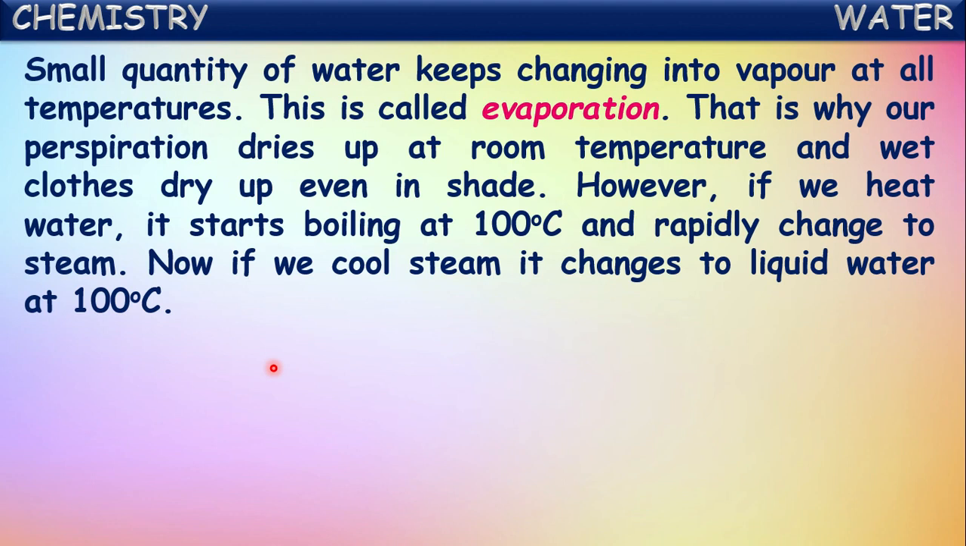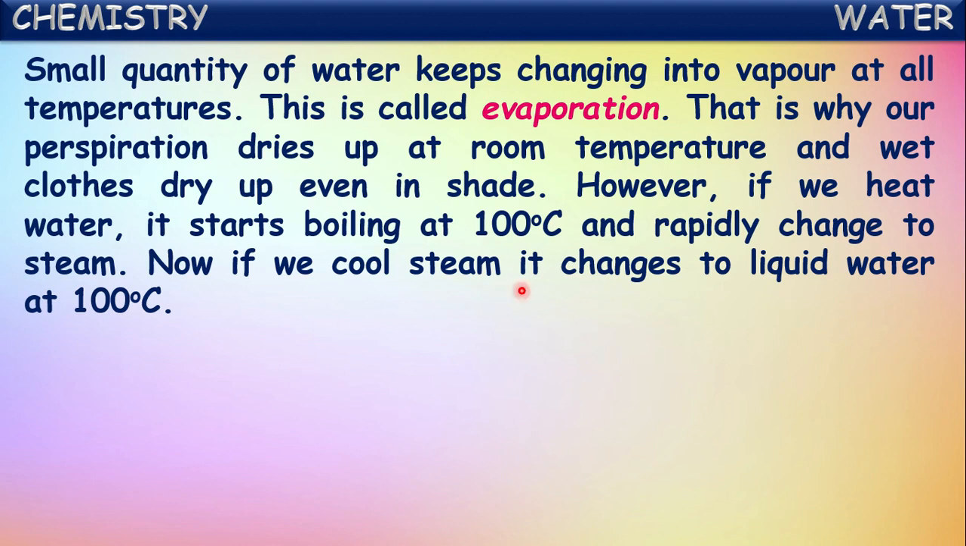Evaporation occurs at all temperatures. Even at very low temperatures, a small quantity of water converts into gaseous form. That we say is evaporation. Evaporation occurs at normal temperatures also. But when we heat water and it reaches 100 degrees Celsius, it starts converting into steam very rapidly. That temperature at which liquid water converts into steam is called the boiling point, and that process is called boiling.